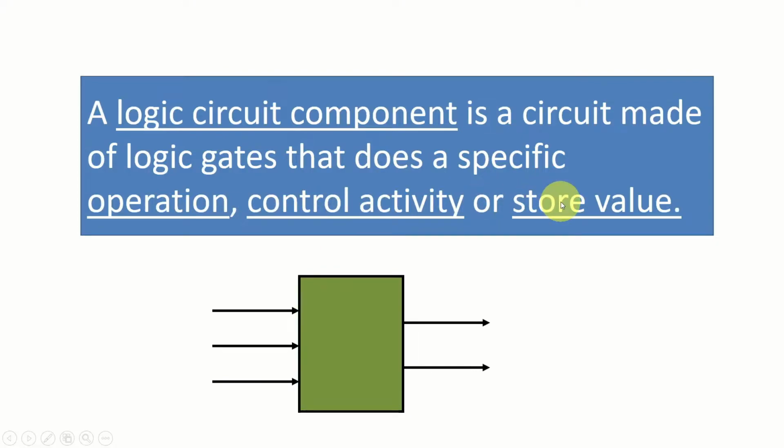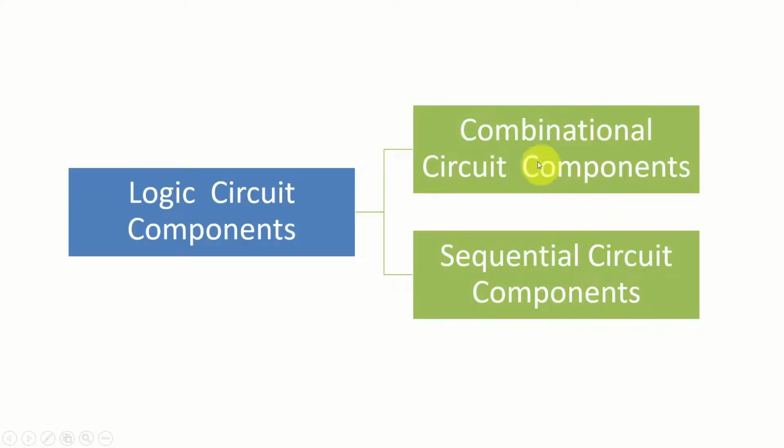it stores a value. For example, if you take an adder, it does a specific operation. If you take an encoder or decoder, they are capable of doing some control activities. When it comes to a latch or flip-flop like SR latch, they are capable of storing a value. So we can subdivide the logic circuit components into two: the combinational logic circuit components and sequential logic circuit components.